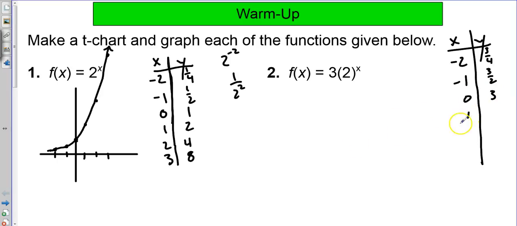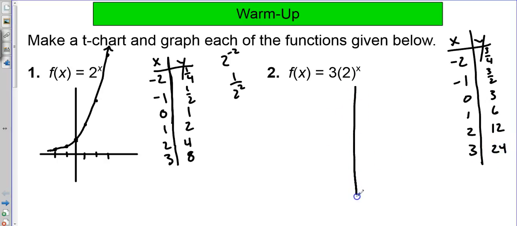When we plug in 1, we get 3 times 2 to the 1. So 3 times 2, that's 6. Plug in a 2, you get 3 times 2 squared, that's 12. And then you plug in a 3, and you get 3 times 2 to the 3rd, which is 3 times 8. So we got 24.